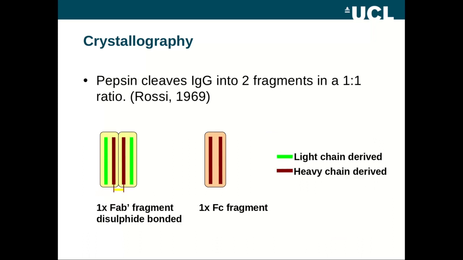Somebody working around about 10 years later, Rossi, discovered that pepsin rather than papain will actually cleave antibodies slightly differently. So in this case, it turns out that you have what's called a Fab prime fragment, which is joined by a disulfide bond, holding the two heavy chains together, or the heavy chain derived fragments. The FC fragment in this case is just slightly shorter.